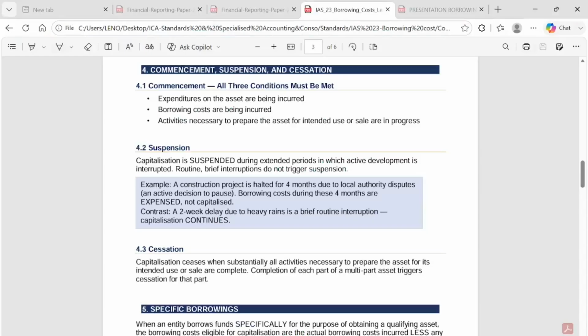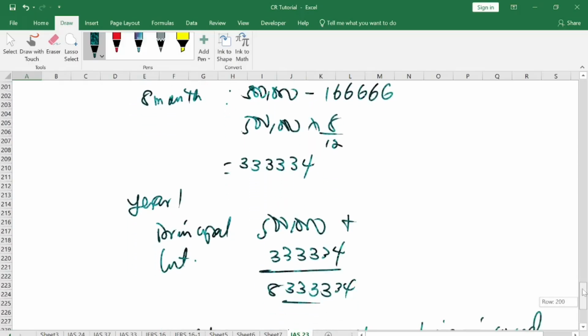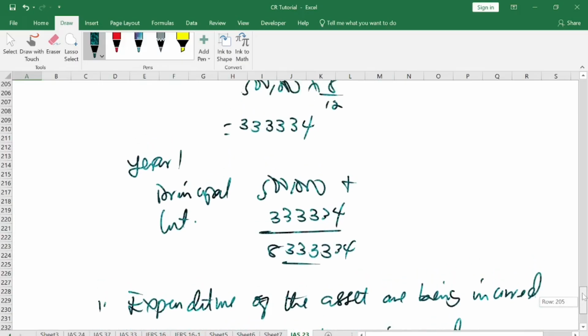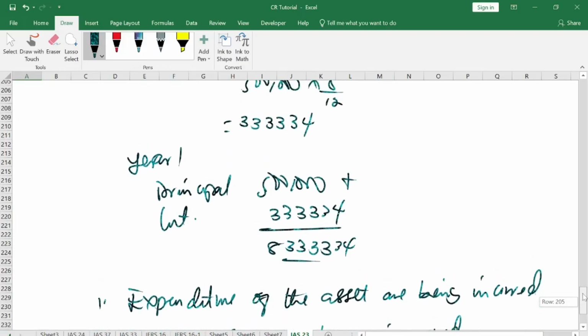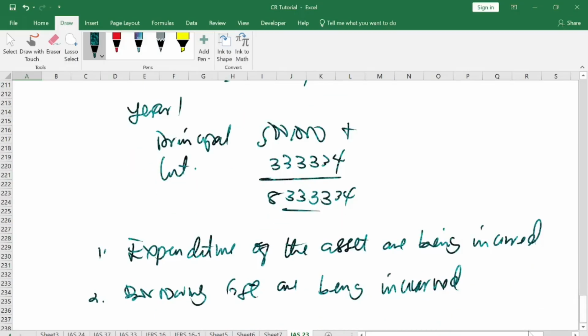Okay. Second, borrowing costs are being incurred. So at this moment, this money that you took as a loan, every month you pay interest on it. The moment the period kicks in for you to start paying interest on that loan, it forms part of the cost of the loan. So for that, you have to capitalize it.